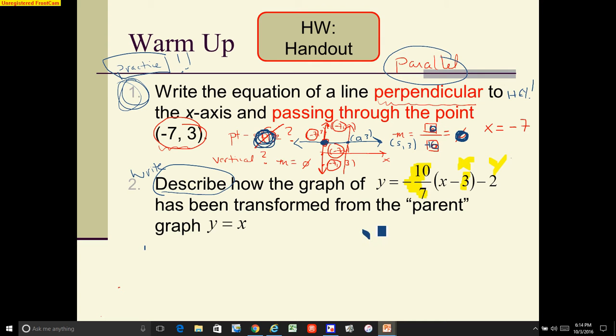So anyway, y plus 2 is equal to negative 10/7 x minus 3. Oh, I love technology, but it is kind of a dagger right now. All right, is that better?